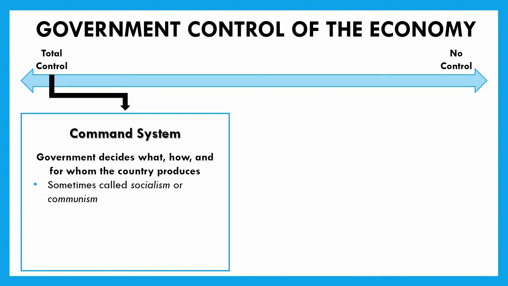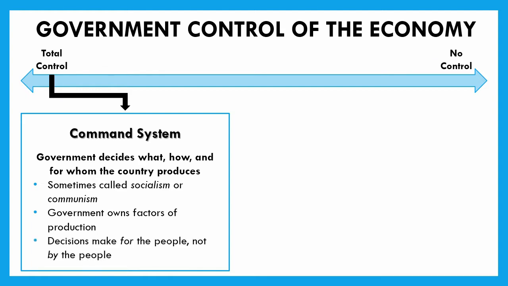You may have sometimes heard that referred to as socialism or communism in its absolute purest form. Now, the government is the one who owns those factors of production, and that's why they're able to make those decisions of, hey, with these factors of production, what are we making, how are we making it, and who's getting it. Another way we might think of it is that the decisions are being made for the people and not necessarily by the people.